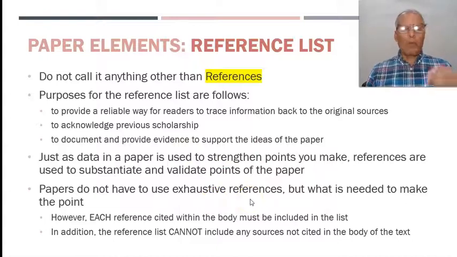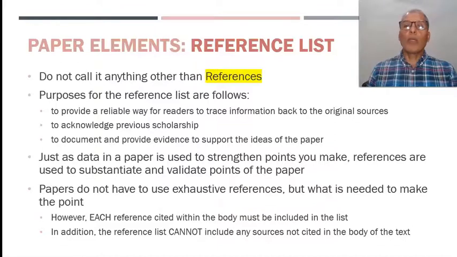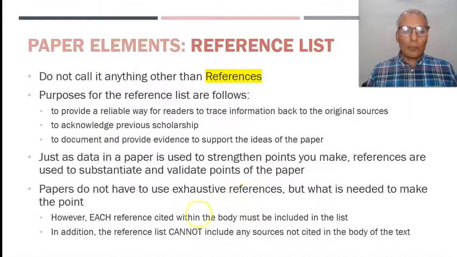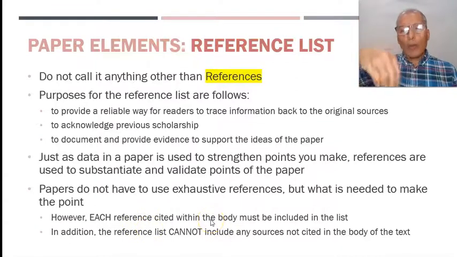You can write, say, for example, a paper out of 5 or 6 or 7 sources, but the more the better. In the course, you are going to have 7 references. I will be posting all this material tomorrow. So each reference cited within the body must be included in the list.